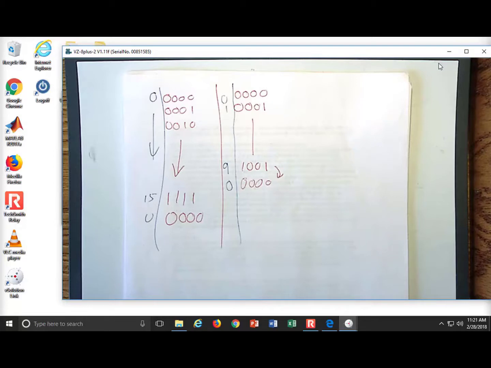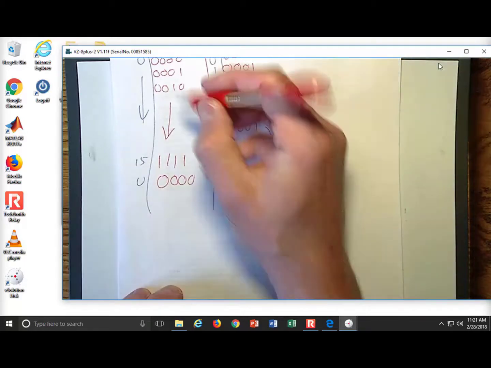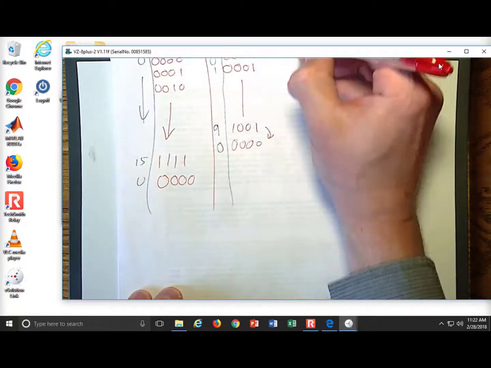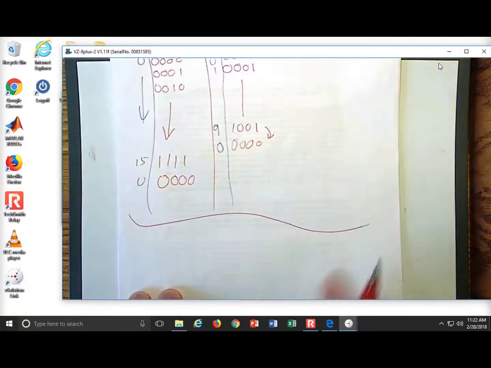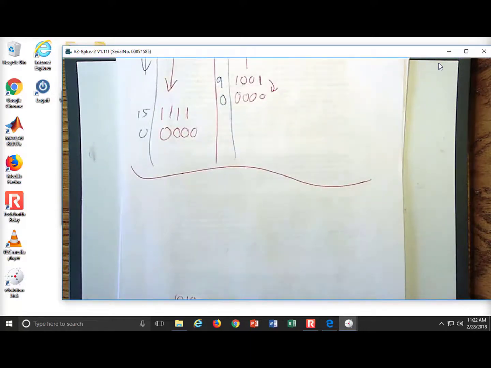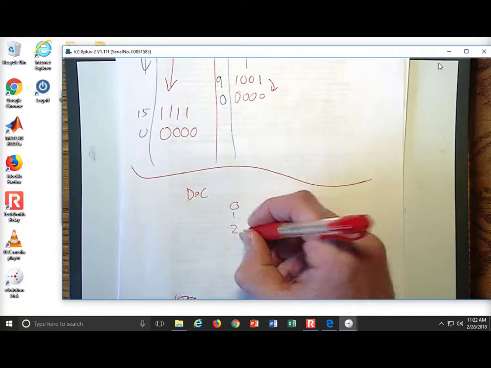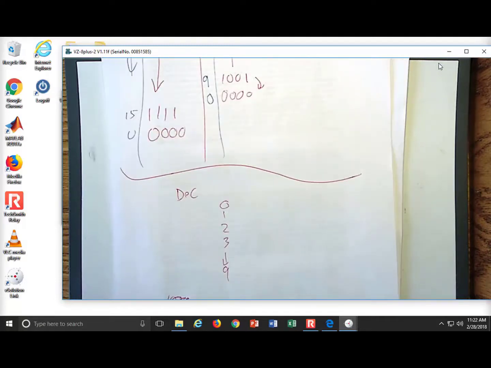Too easy, in fact. Let us now move up just a little bit higher in abstraction. I'm going to go away from the binary. These are binary. This is decimal, and this is decimal. Let us move down and think about counting in decimal now. So I'm a decimal person, and I count 0, 1, 2, 3, all the way up to 9, and then what do I do? I go back to 0.